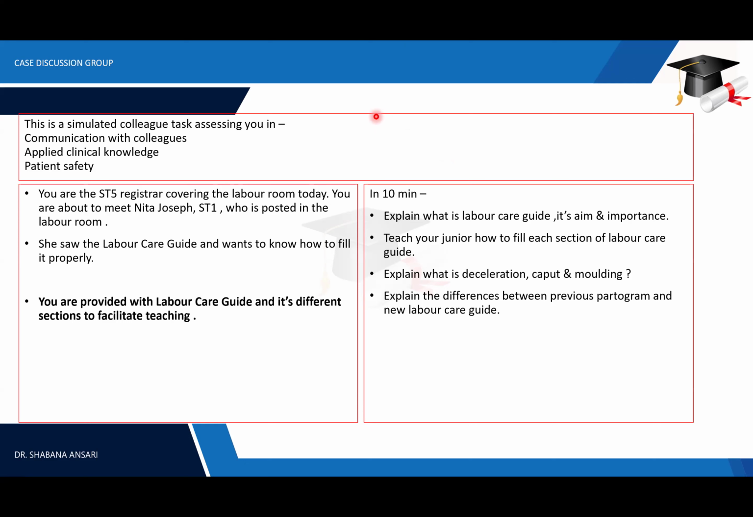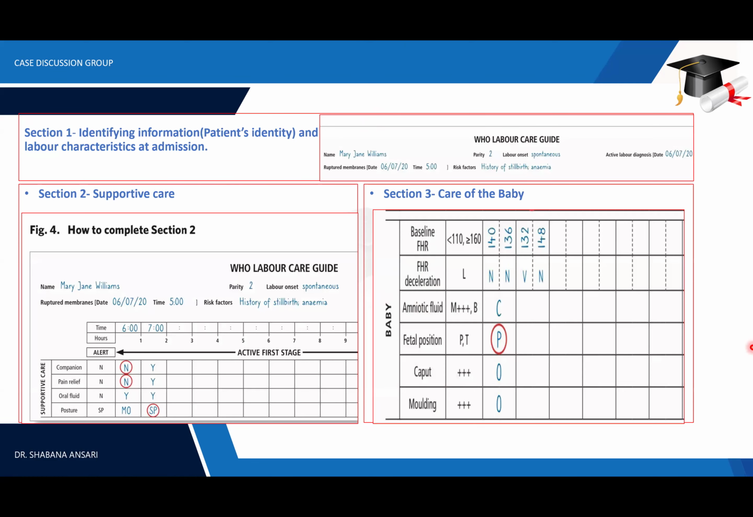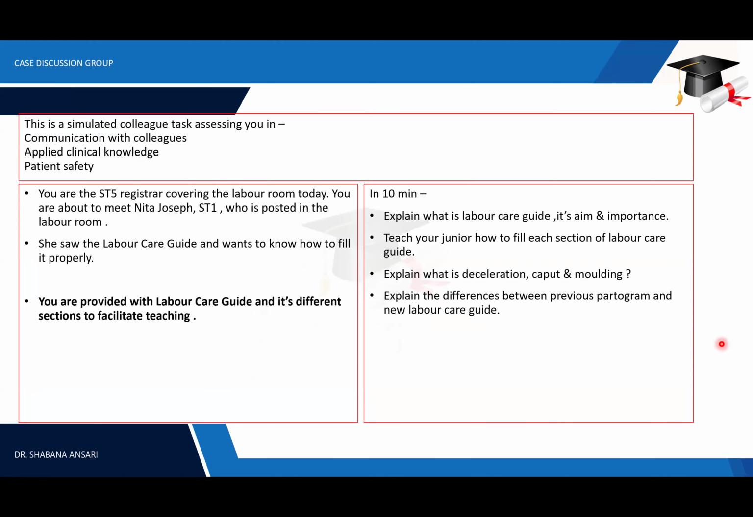You will start as in a teaching session, with your introduction. You will take the first question, explain the labor care guide, its aim and importance, and then you can fill the first three sections. After that, I will see who will come forward. Take 1 minute, it's okay. Read the scenario properly and organize your thoughts.